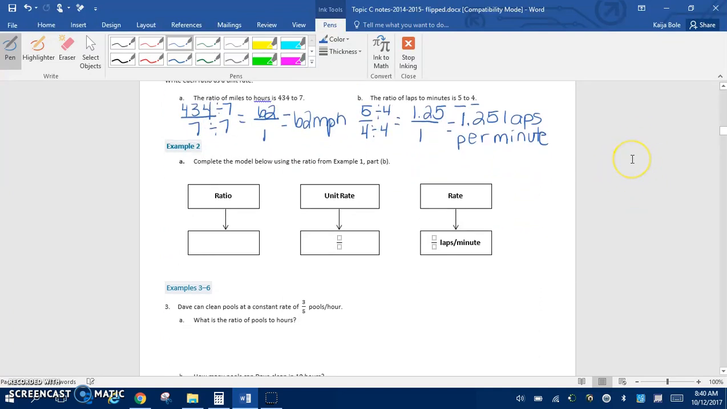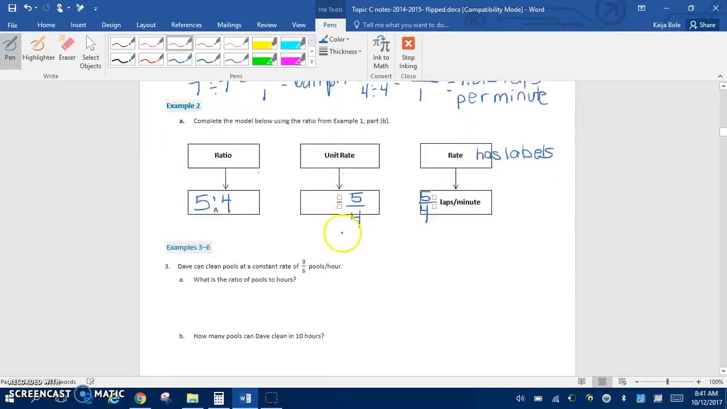Example 2 says to complete the model below using the ratio from example 1, part B. So we're looking up here at part B. The ratio, what they told us originally, was 5 to 4. Now the unit rate is when we write it as a fraction, so that is the 5 over 4 part, and then the rate itself would be 5 over 4 laps per minute. So the rate has labels, if you want to write yourself a little note, and the unit rate is the number.